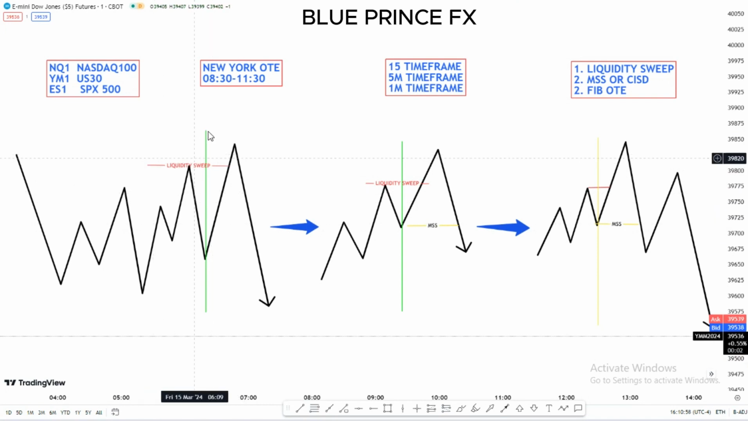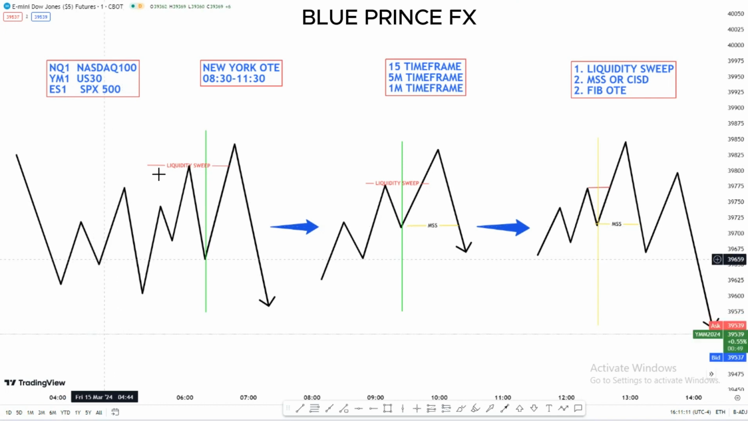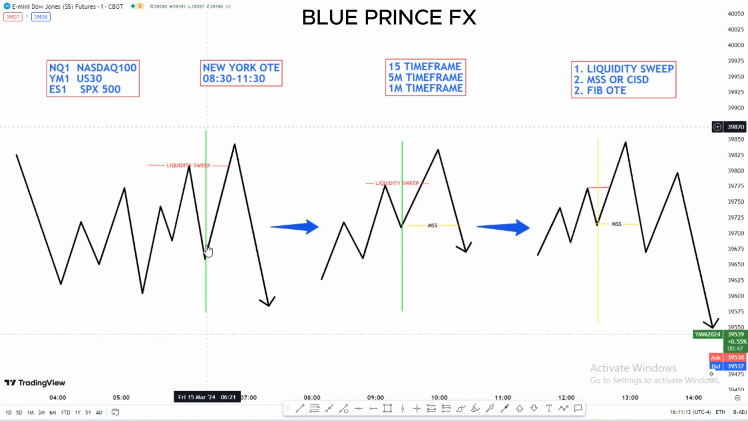This line here represents 8:30 in the morning, New York time. Whatever happens before 8:30 in the morning, I disregard it. Whether there was a break of structure or whatever happened, I don't consider it. What I want is to see 8:30 in the morning, then I plot out the first buy side liquidity and the first sell side liquidity which happened prior to 8:30.